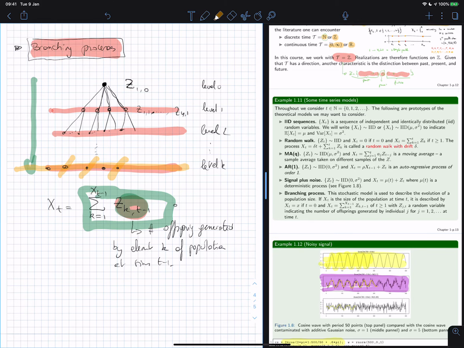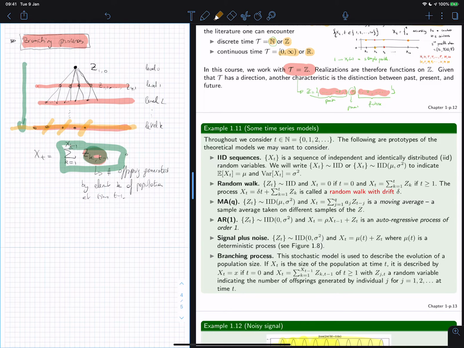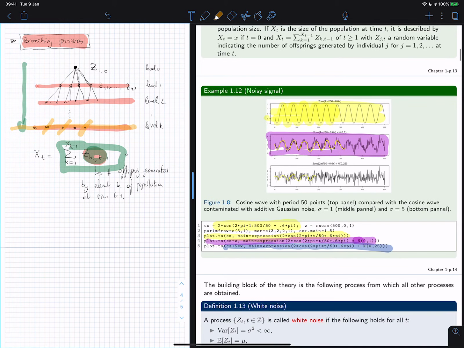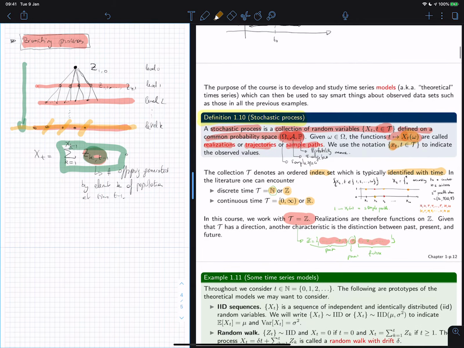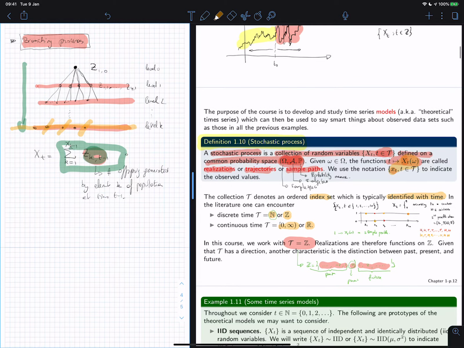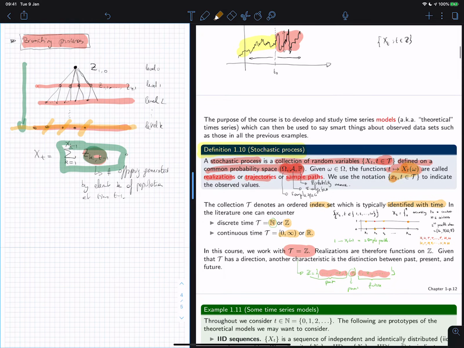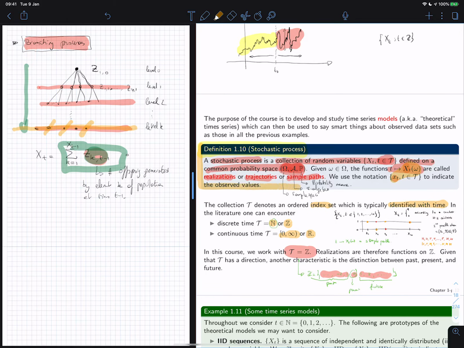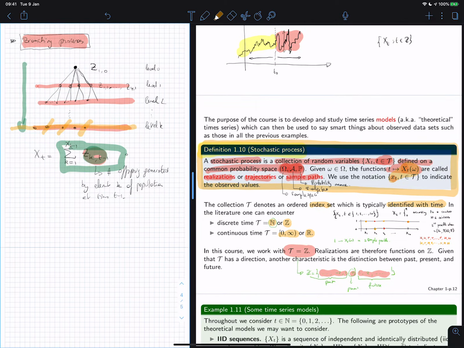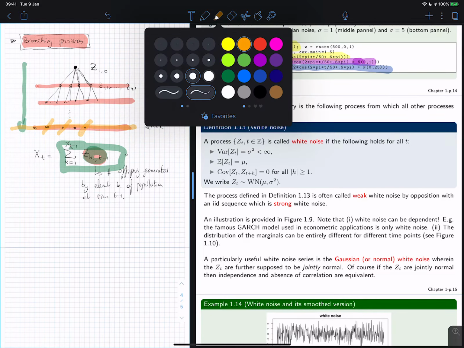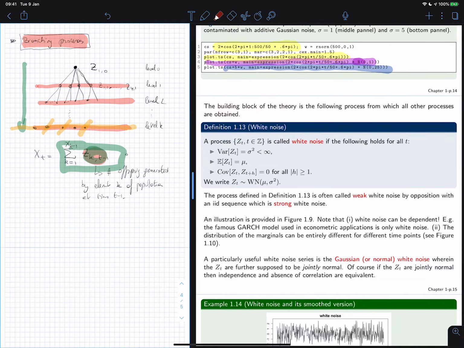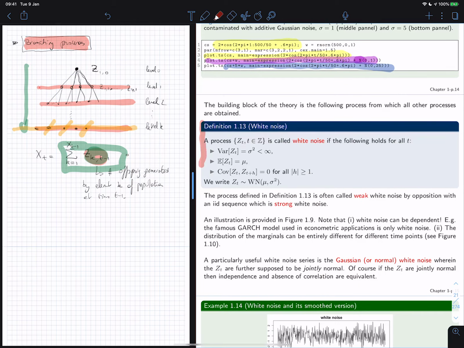Okay, so these are 1, 2, 3, 4, 5, 6 examples of processes which are important for the theory. But of course we can imagine many more. And the whole theory is the theory of stochastic processes, of which we will only be studying a very specific aspect. Okay, so the building block of the entire theory is the following. It's the definition that will be coming up all the time. It's what's called white noise.